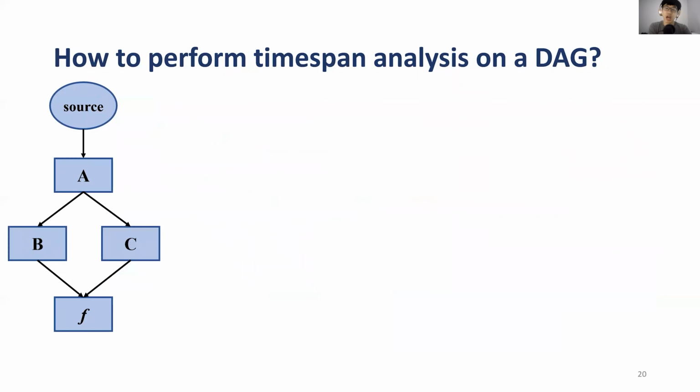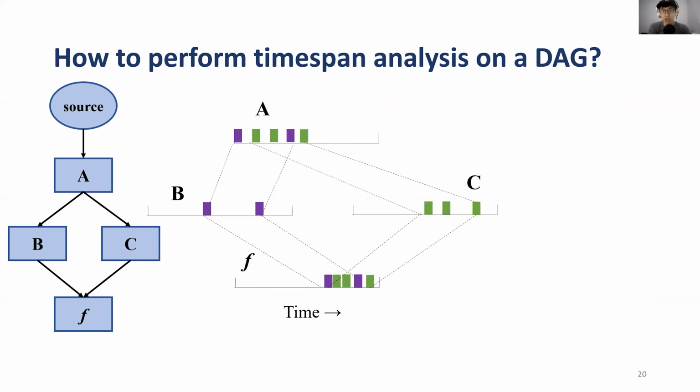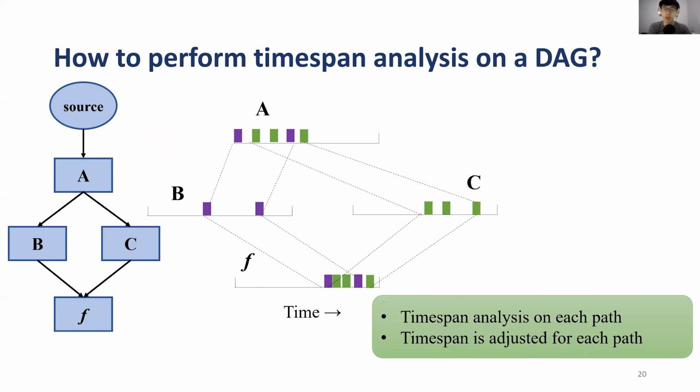Second challenge, how to perform time span analysis on a DAG topology. Previously, we only introduced time span analysis on a single chain. Things become more complex when the topology is a DAG, because during the queuing period, different packets may come from different paths. Microscope will perform time span analysis on each path, and the definition of time span on each network function is adjusted to make it reasonable. Please refer to our paper for more information.